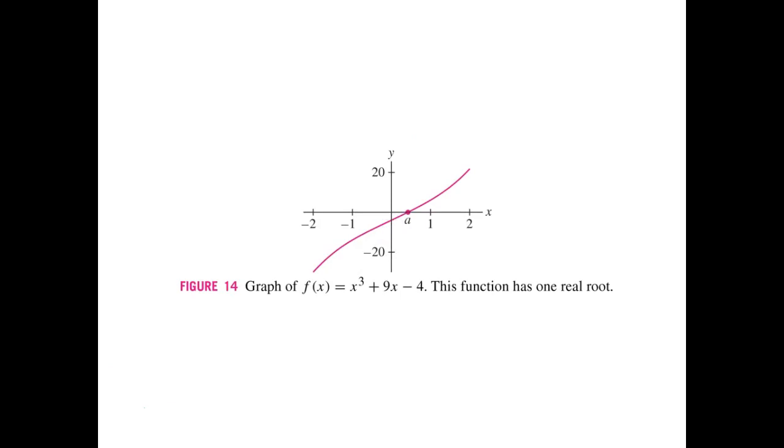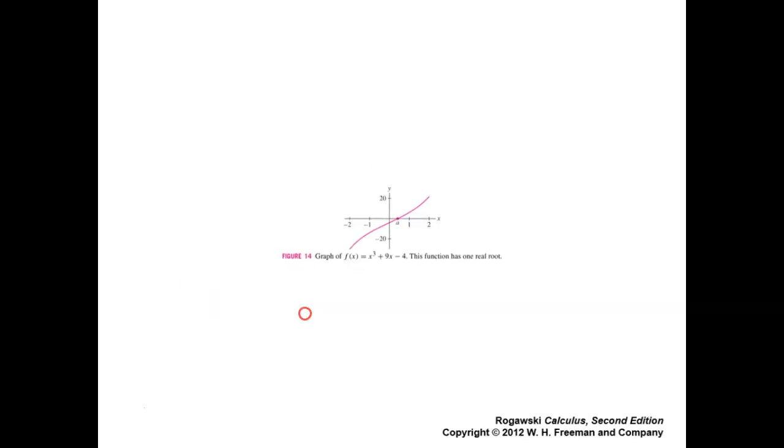It says show that f of x, which is this right here, x cubed plus 9x minus 4, has precisely 1 real root. Show that it only has precisely 1 real root. So how are we going to show that? Well, you can do that. You got x cubed plus 9x minus 4 equals 0. But frankly, I can't factor it.